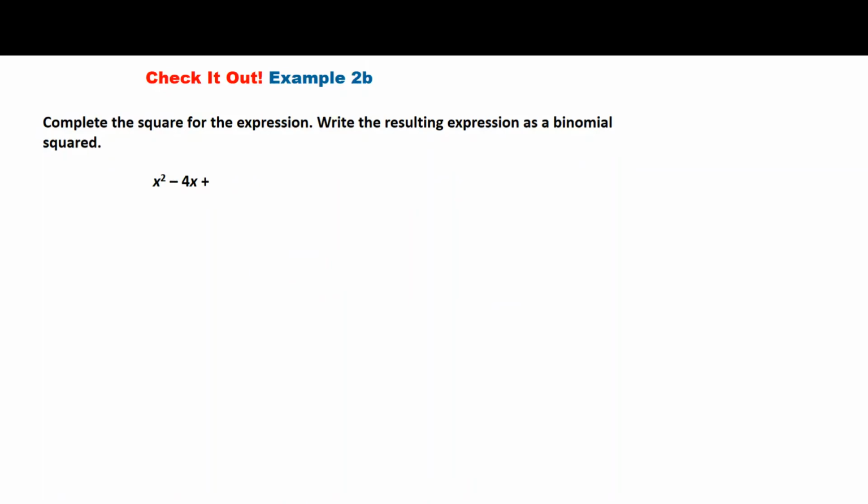Okay, try this one on your own. Turn the video off and give it a try. All right, I hope that this one looked very similar. It was very similar to the last problem. The only difference is that now we have plus a negative 4.